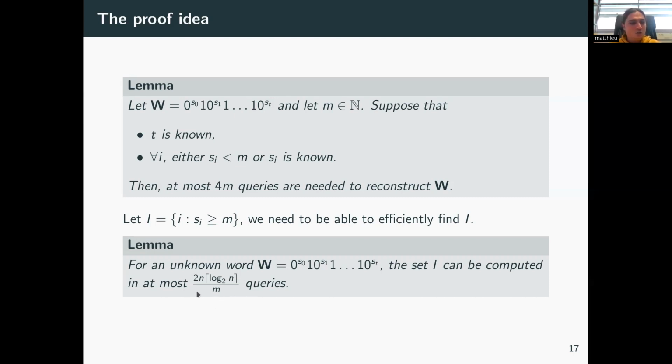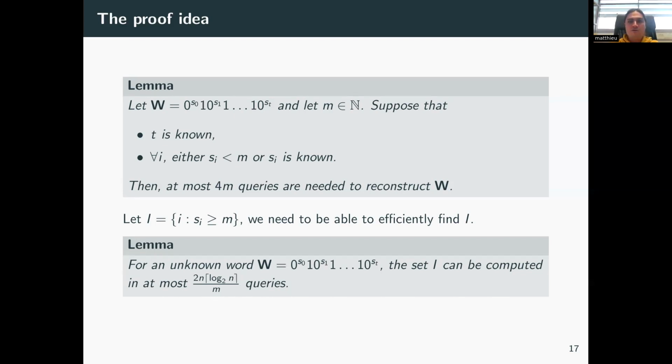I think that the idea is cute, but I cannot go into details. Somehow, by doing this kind of generalized binary search, we can efficiently find all the large blocks of zeros and their localization.